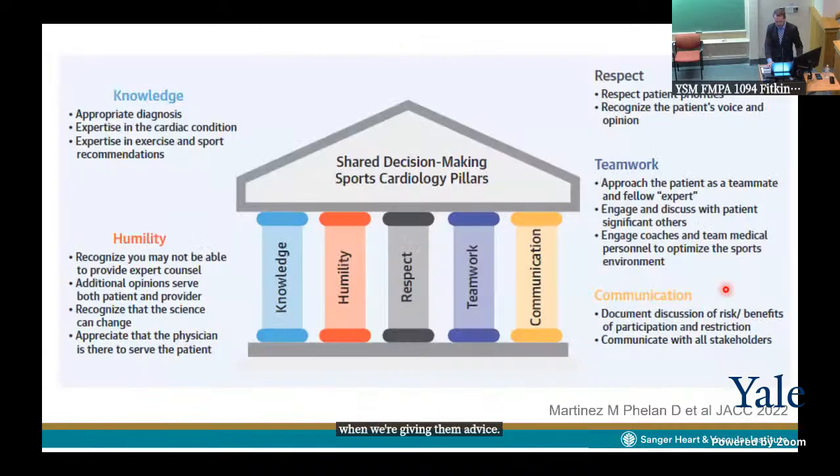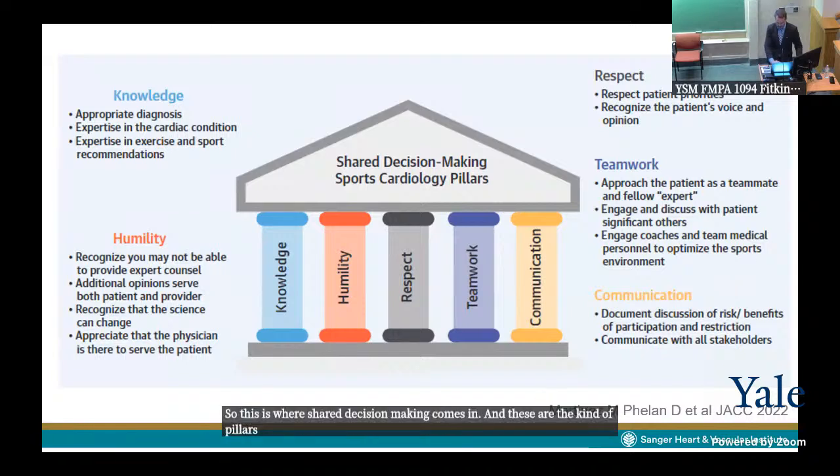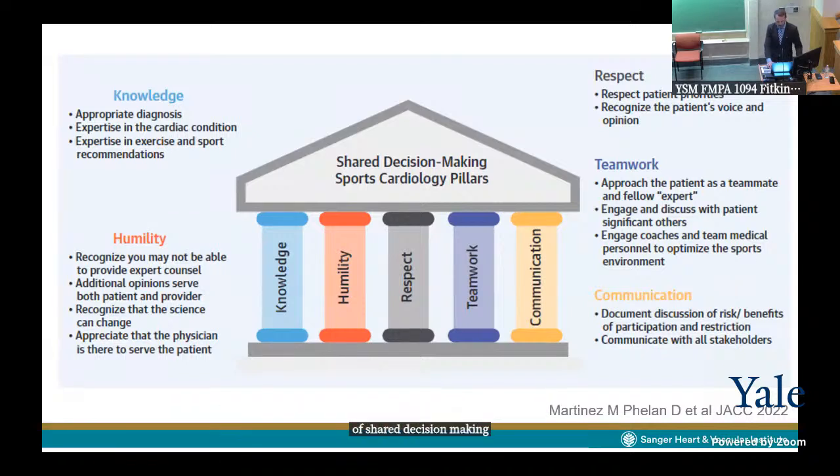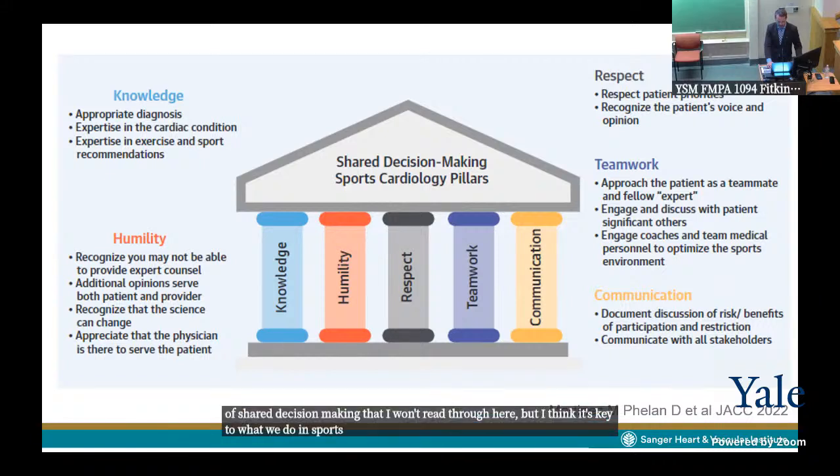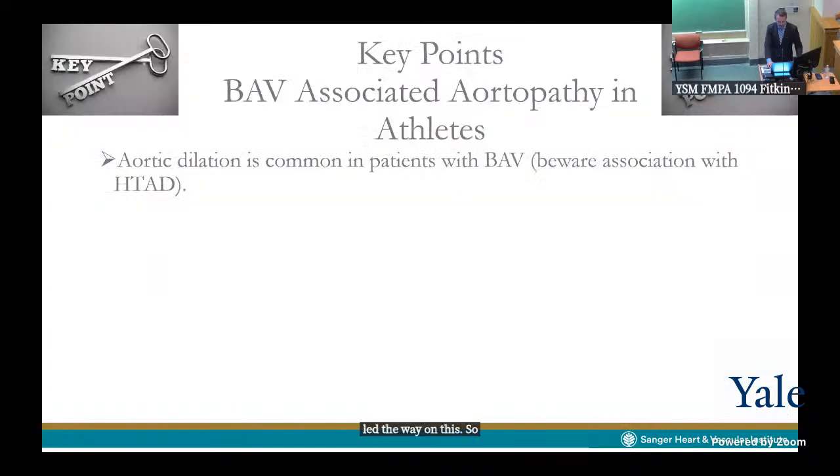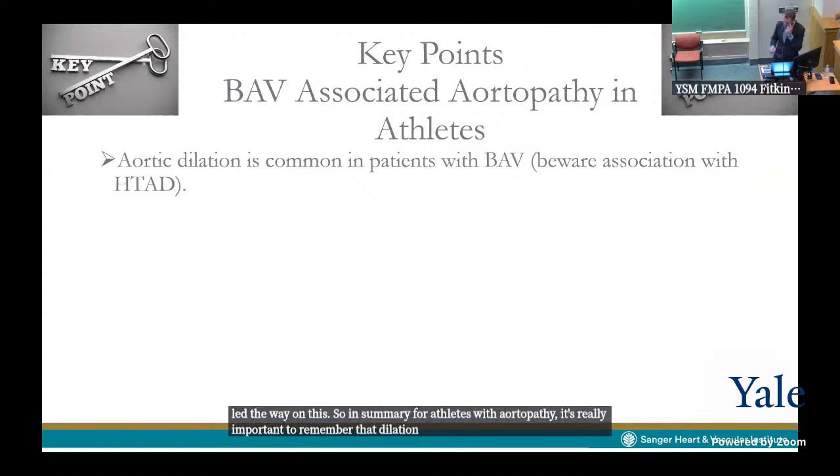So this is where shared decision-making comes in, and these are the kind of pillars of shared decision-making that I won't read through here, but I think it's key to what we do in sports cardiology. And again, I think Rachel has really led the way on this. So in summary, for athletes with aortopathy, it's really important to remember that dilation is common in this population.